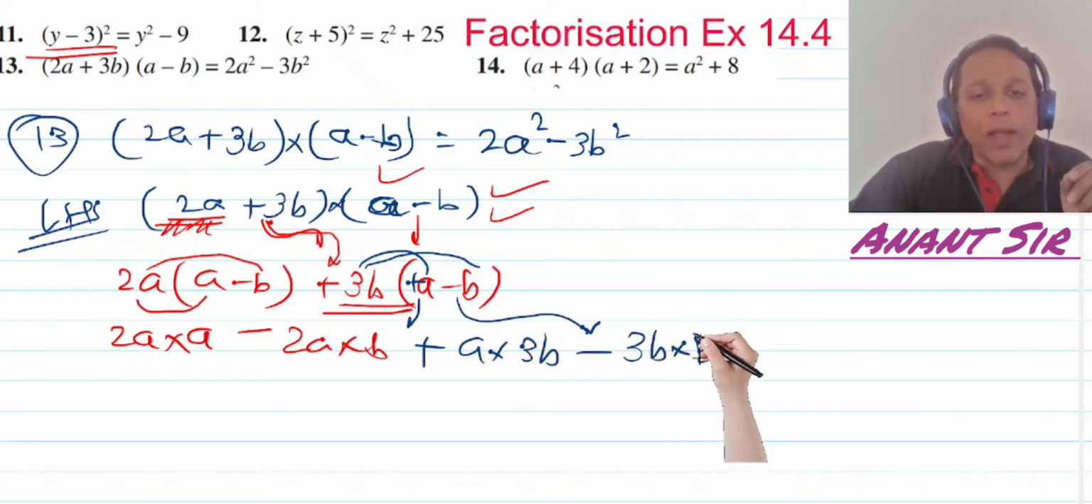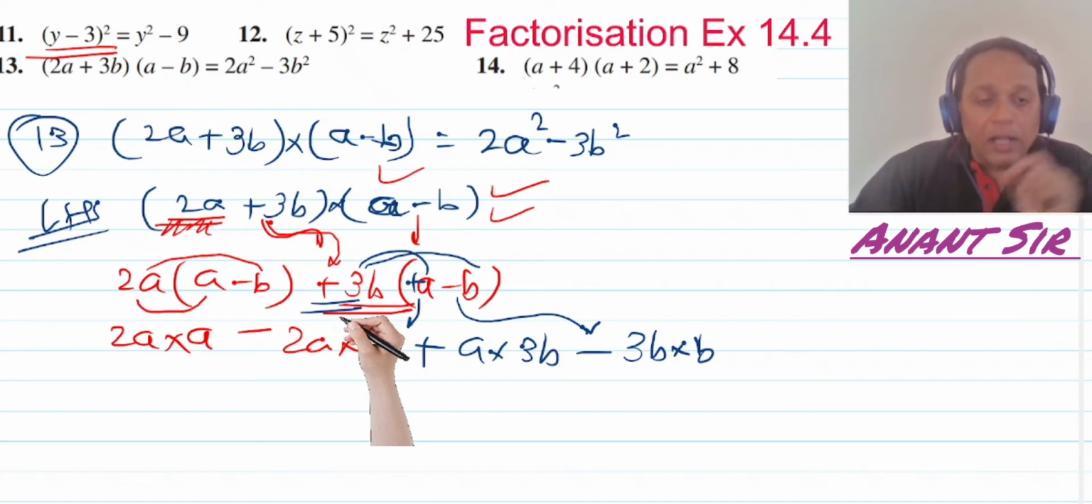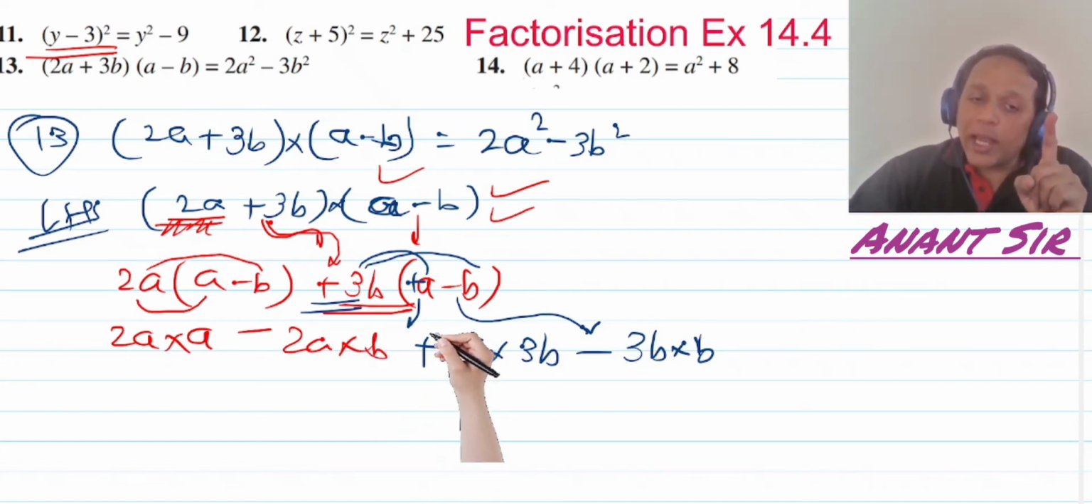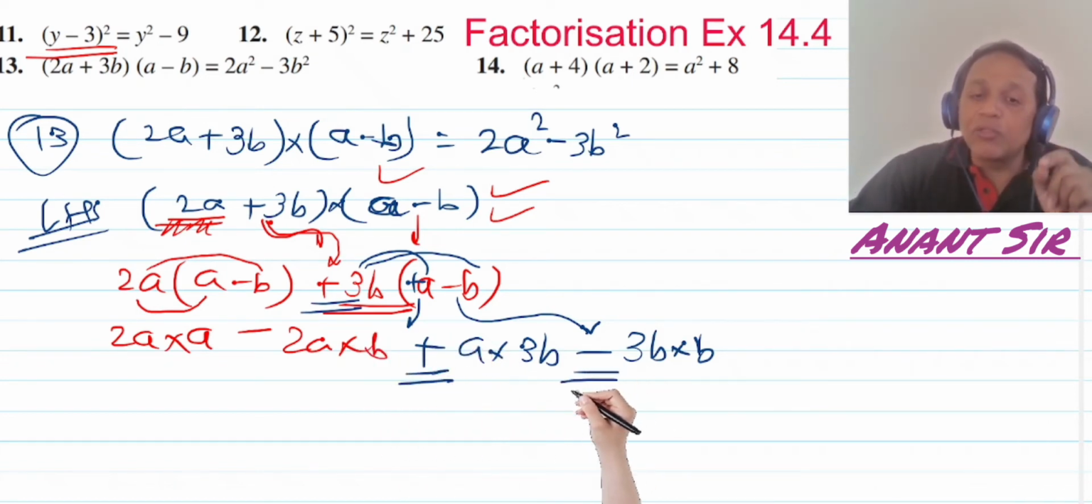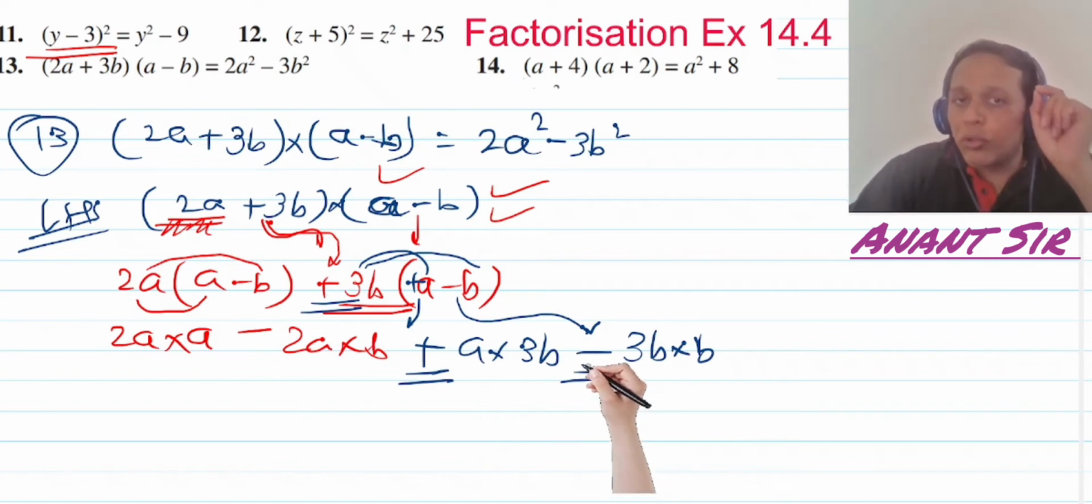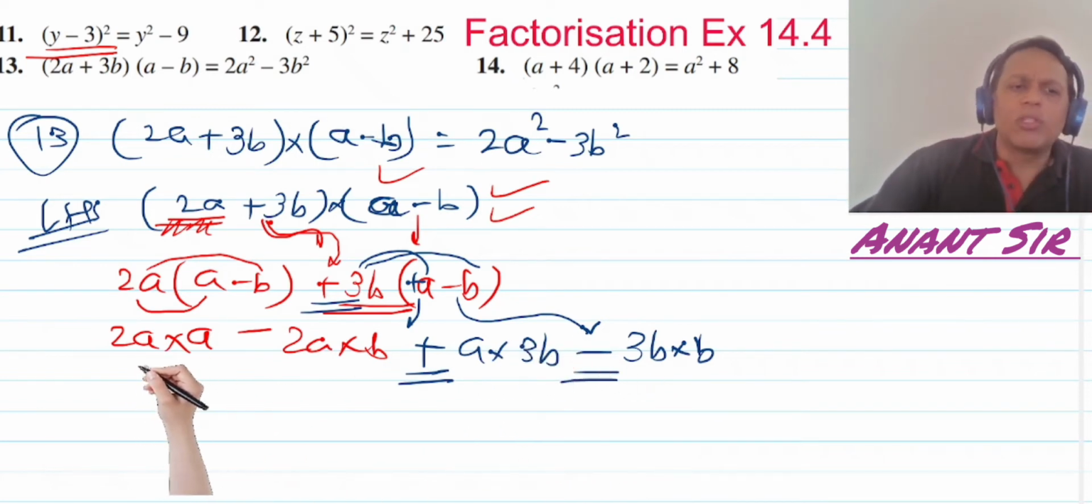But if it was minus 3b here, then what will happen? You have to change the sign of all the terms which are in the bracket. This you have to remember. Okay, carefully. Now this is very easy.